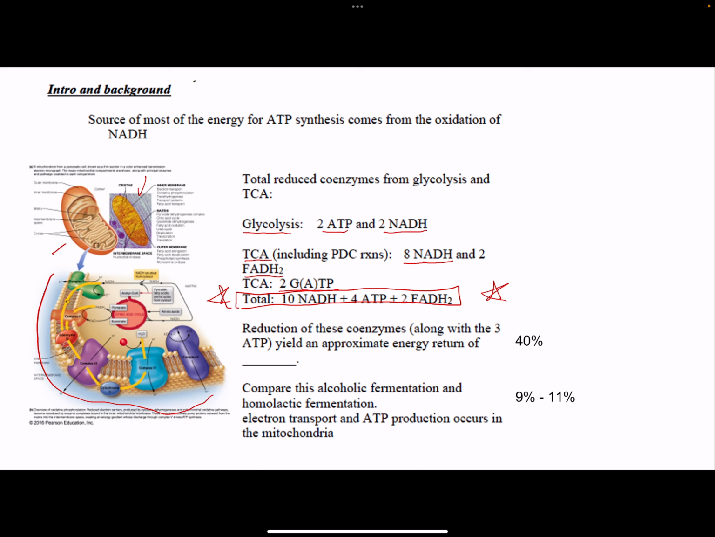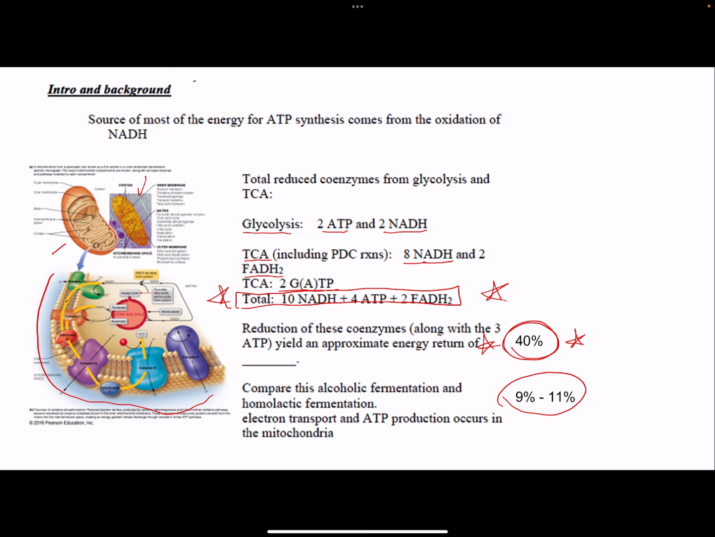So if we take all of these coenzymes and high energy compounds and ask the question, how much energy return does the reduction of these coenzymes yield? We would see that this yields about 40%. And if we compare this to alcoholic fermentation and homolactic fermentation, recall that this is coming back from around the time when we were learning about glycolysis, this only yields about 9% to 11%, so obviously much more efficient. So now we're going to see how all of this works through the electron transport chain.